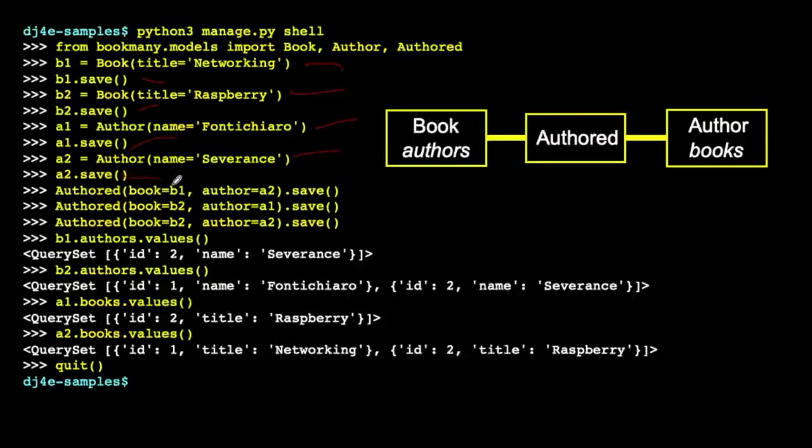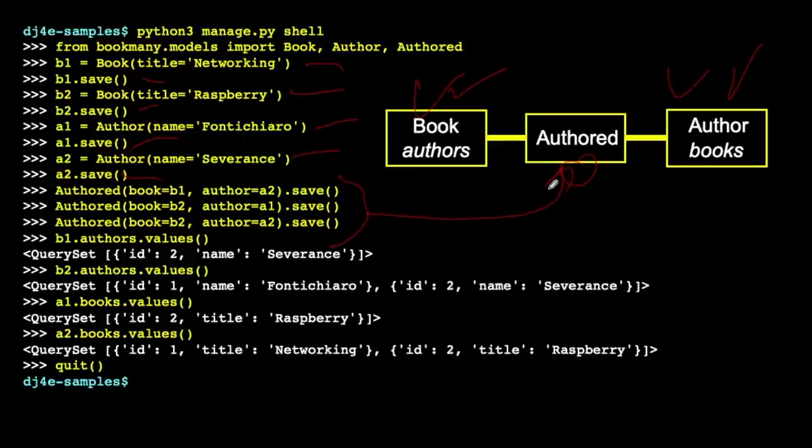And so at this point we have made two authors and we made two books, but now we have to connect them together. Okay, and so what we're going to basically say is we're going to create an authored record, a record in Authored, with a book connecting book B1 with author A2 and save it. Then book B2 connected with author A1 and save that. So that's throwing three records into the authored table, making those connections, setting the foreign keys.